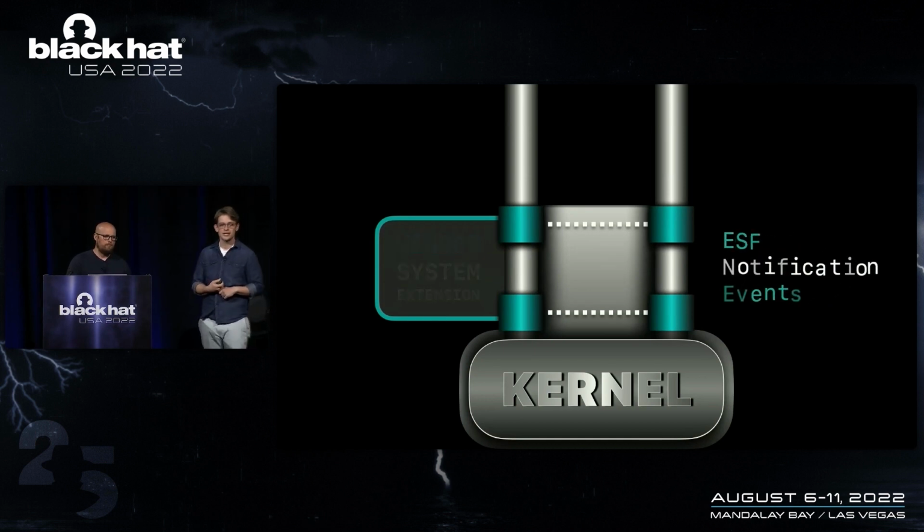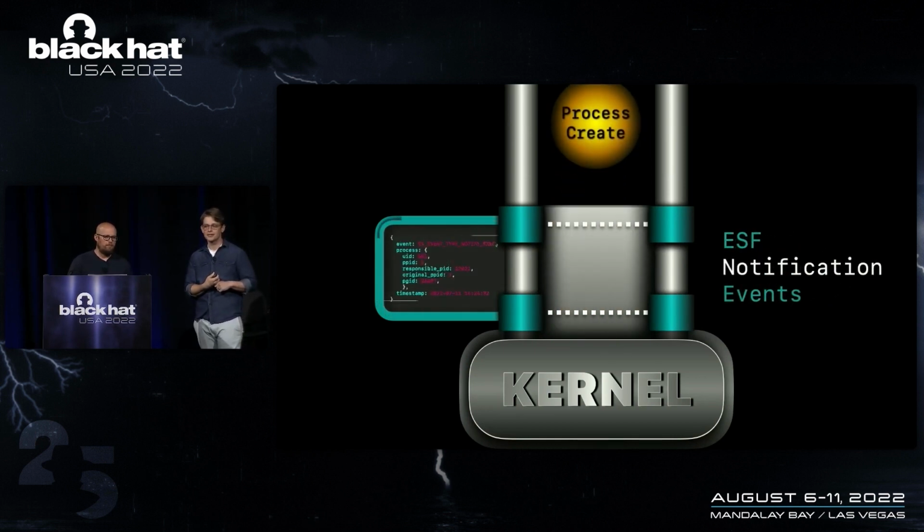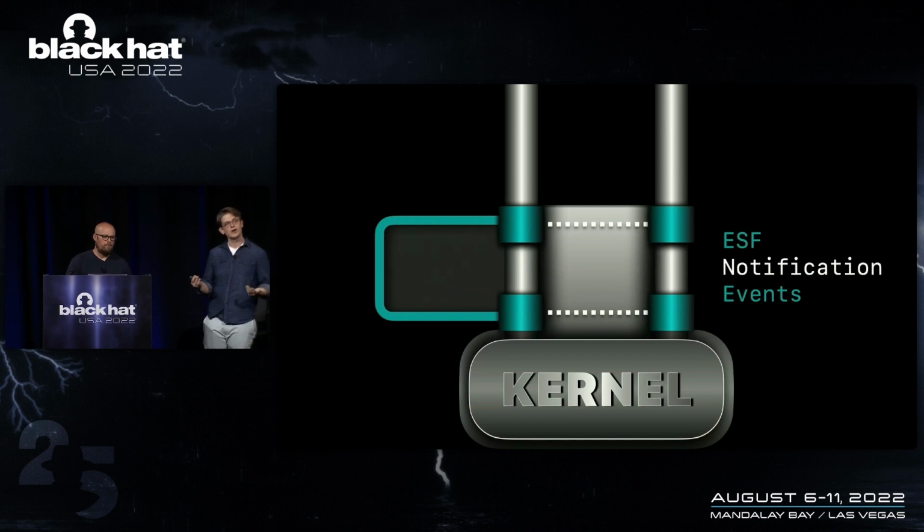And the way this works is that when an event occurs, the kernel sends information to all of the third-party system extensions that are subscribed to a particular event. Things like process creates and exits, file creates, unlinks, mount events, that type of stuff. Most ESF events come in two different varieties. You have notification events and you have authorization events.